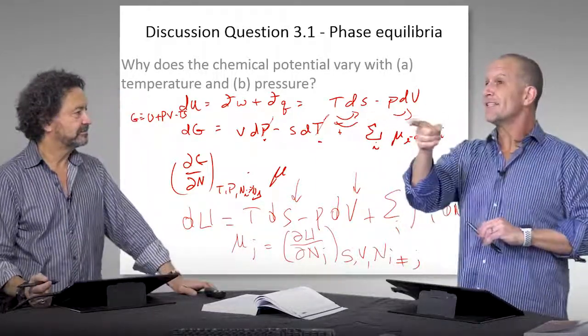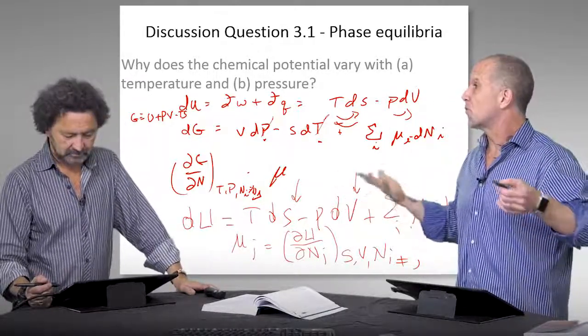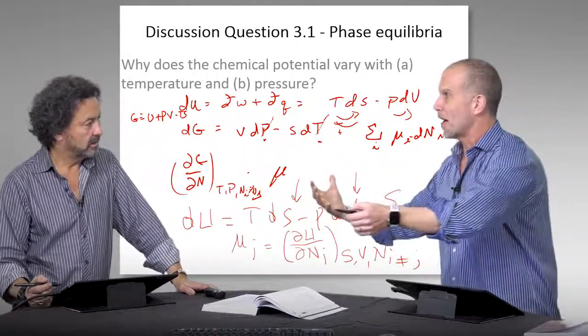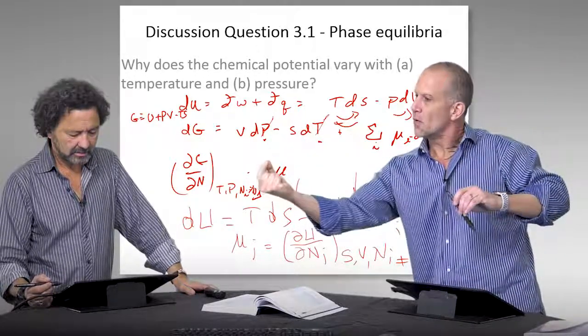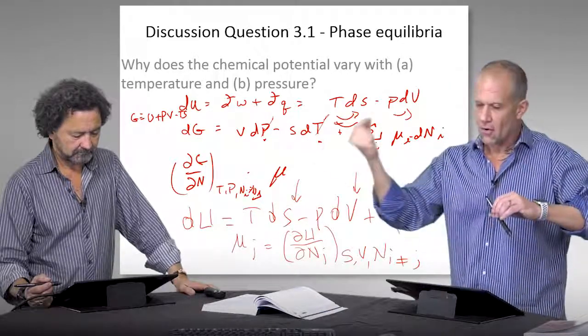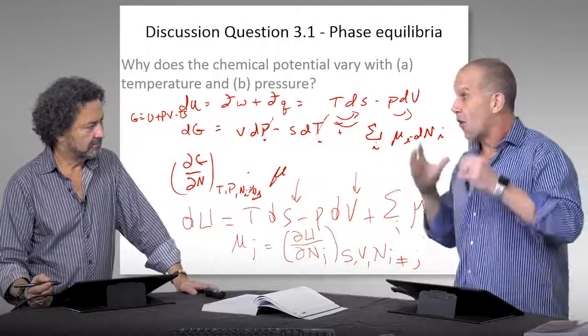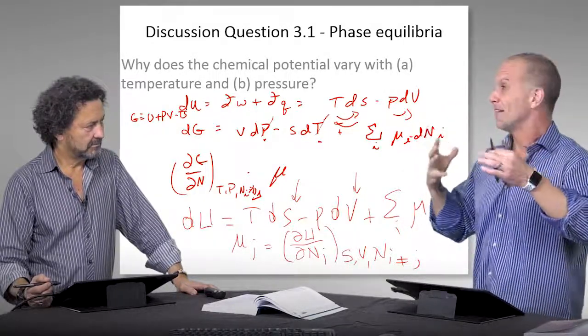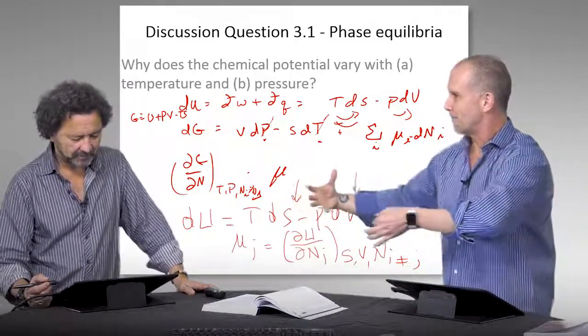And this is why, let's face it, it usually gets introduced with G, because as experimentalists, we're used to what it means to be constant pressure, constant temperature. And that's why we often do a lot of the free energy or a lot of the chemical potential through the free energy. But like you said, it's harder to think about what it means to be constant entropy, constant volume. What are constant entropy and volume conditions?